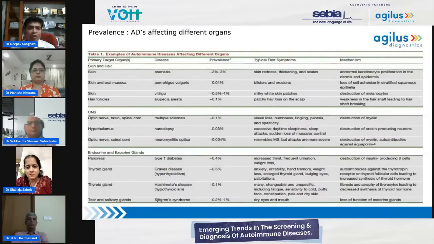This is a table where we are talking about different organs involved in autoimmunity. We are talking about the primary target organ involved, whether damage is happening by the autoantibodies or against the self-antigens. Especially the organs that we are listing here are the skin, where we have disorders like psoriasis and pemphigus vulgaris; the central nervous system, involving the optic nerve or the spinal cord or the nerve tissue, where multiple sclerosis and neuromyelitis optica are the disorders we are talking about; and the involvement of endocrine organs like the pancreas, where we talk about type 1 diabetes, and the thyroid, when we talk about Graves' disease or hyperthyroidism, or Hashimoto's disease, and also Sjogren's syndrome if the salivary glands are involved.